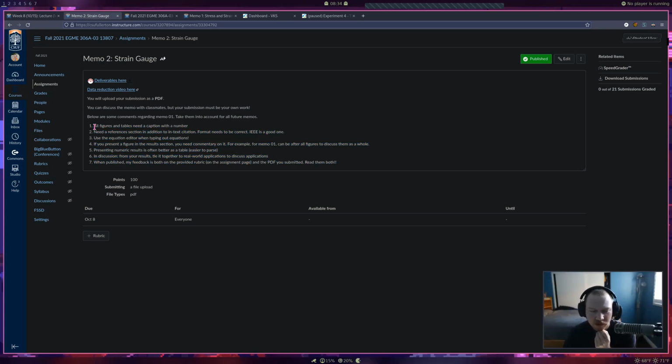So one of the things I noticed for the first memo is, maybe half the class or so, you didn't have captions on your figures and your table. So you need to make sure that you have a caption on each figure and each table that you have. So I'll show what that looks like.